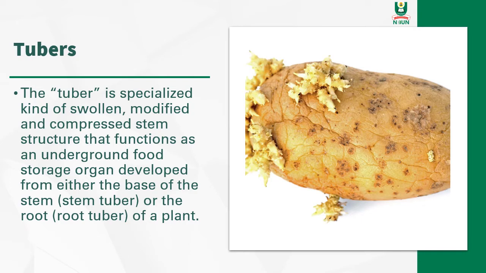We have the tubers, and tubers are simply specialized kind of swollen, modified, and compressed stem. They function as underground food storage organ, developed either from the base of the stem or the root of the plant. This is what a tuber looks like when it is bringing out its buds. You can see this is a potato tuber, and it is already germinating from the buds, from the eyes. That's what they call it, eyes. So this is what a tuber looks like.